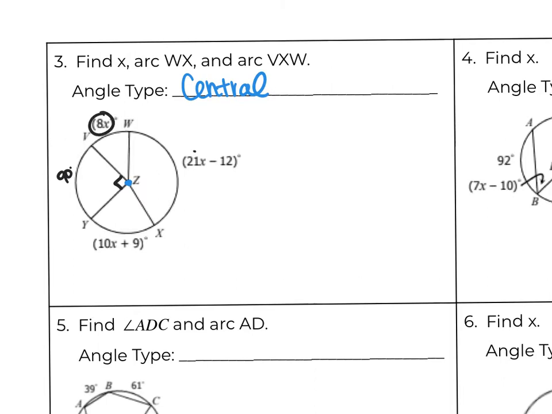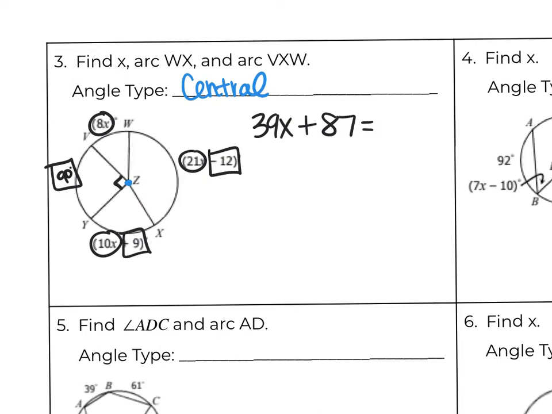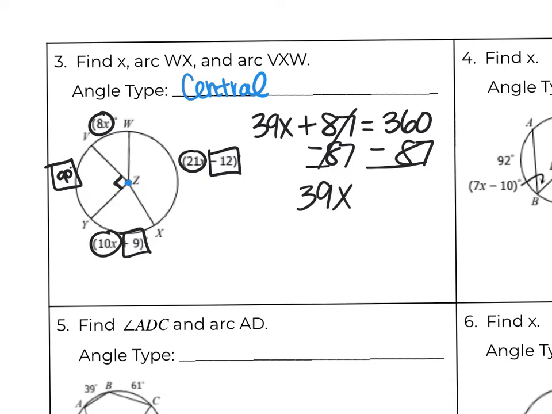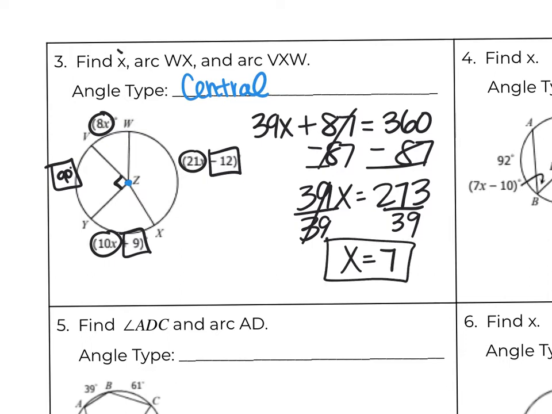I can add all the x's. What is that? 8 plus 21, 39x. And then negative 12, positive 9, and 90. 87. What is their total? 360, right. That's what I was telling you: you can use the total circle, or you can use half the circle. Okay, subtract 87. 273. And divide by 39. 7. So we got x.